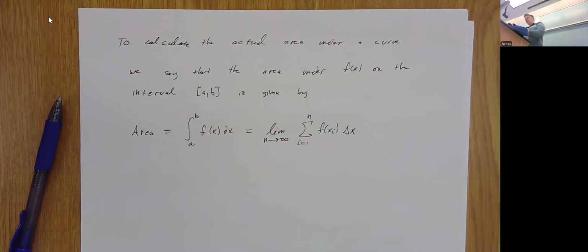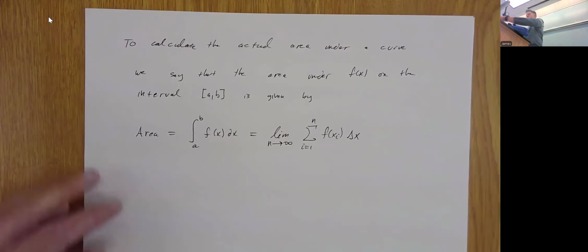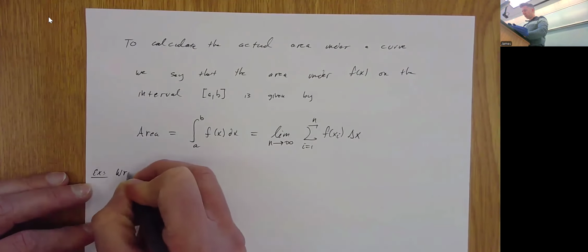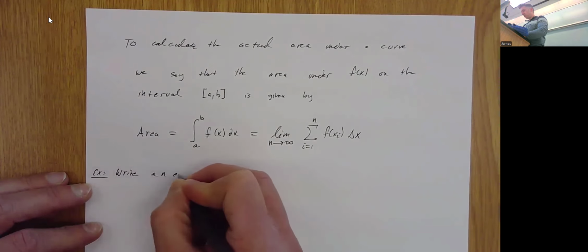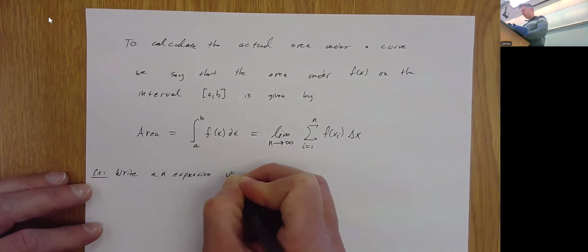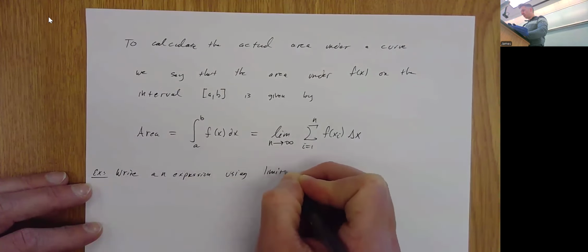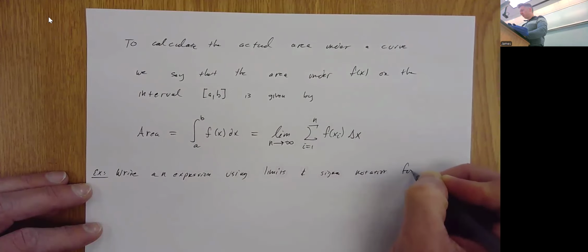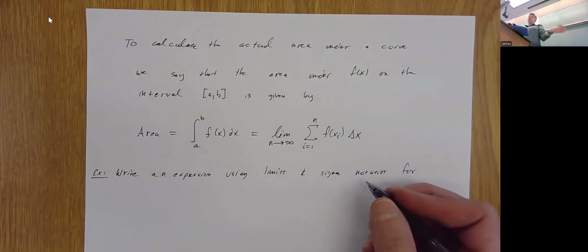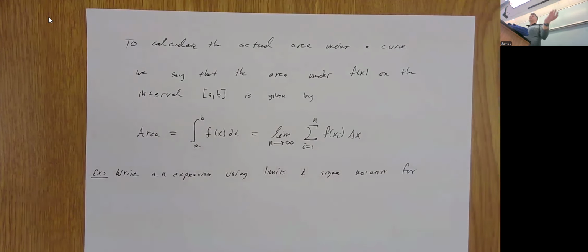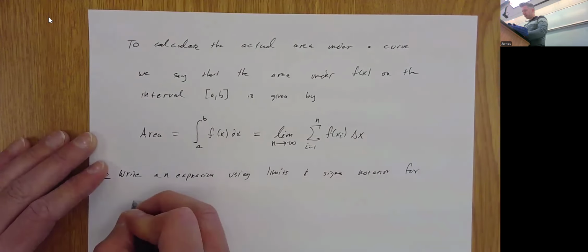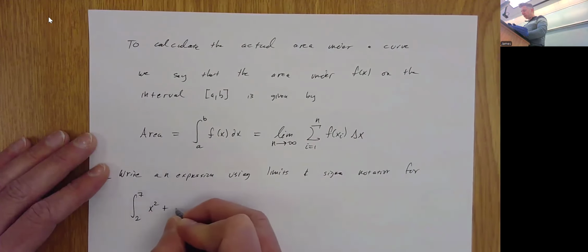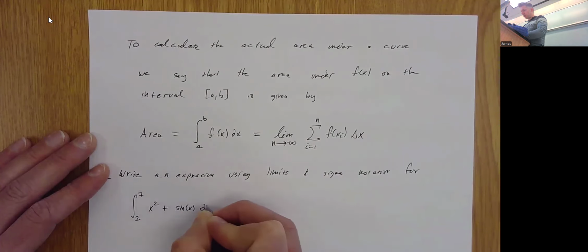So then you might get asked a question like, write an expression using limits and sigma notation for, they can either just give you the integral or they can say for the area under the curve between these two, but it's easier just to write the integral. So let's say, for example, the integral from 2 to 7 of x squared plus sine of x.